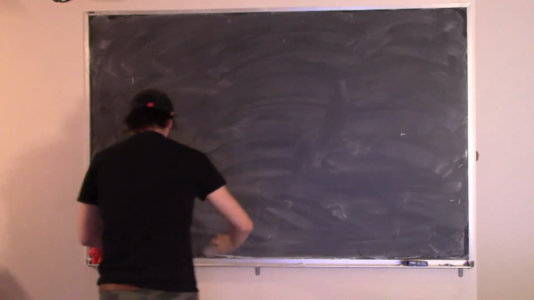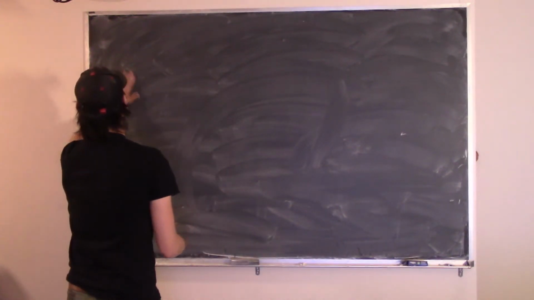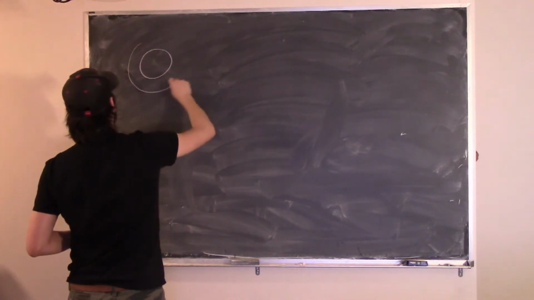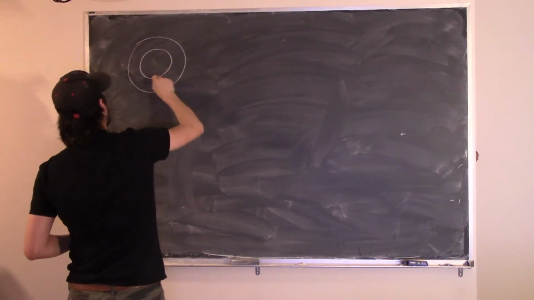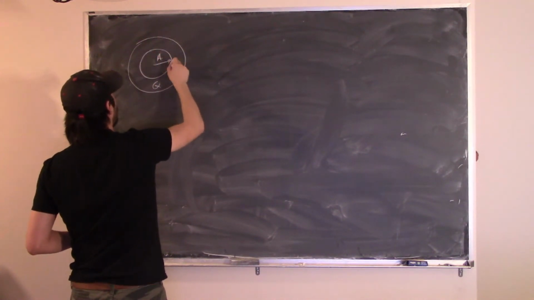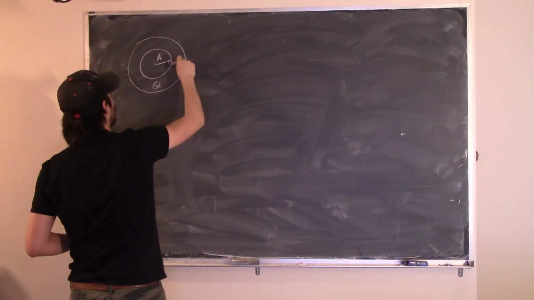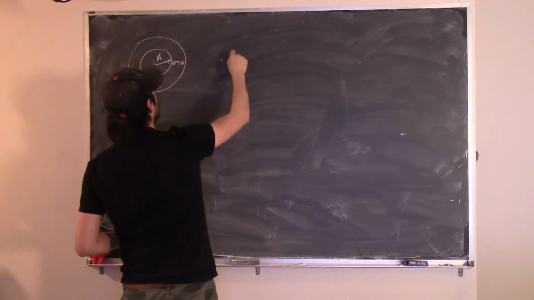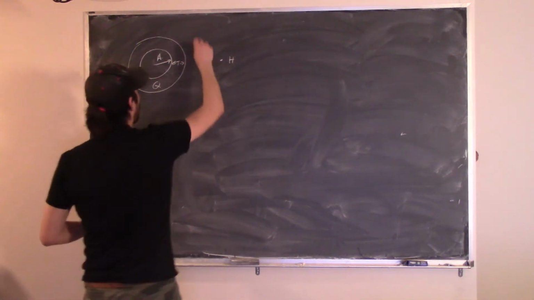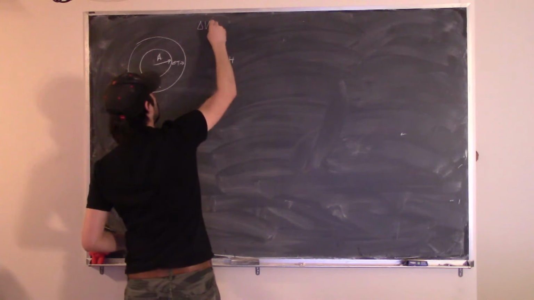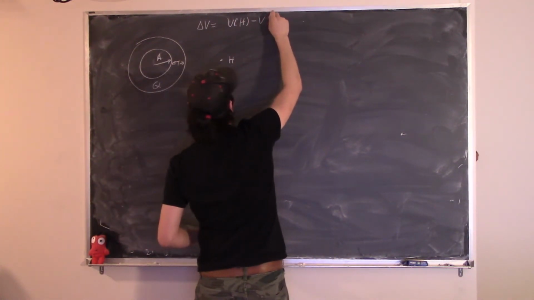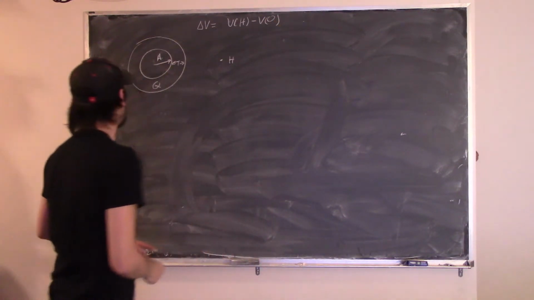So the example that I want to do for this one, again, was a question from one of the old exams. So I have some Q that's evenly spread here. This is some radius A. This is some thickness of T. And then there's some point H on the outside here. And what I want to do is find delta V, which is going to be equal to V at H minus V at 0.